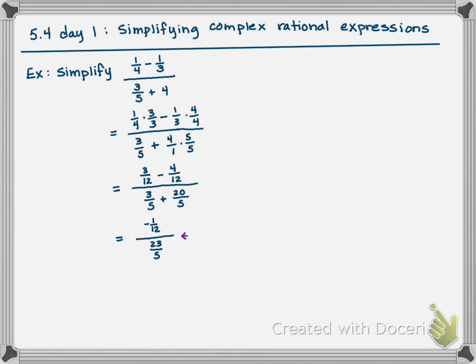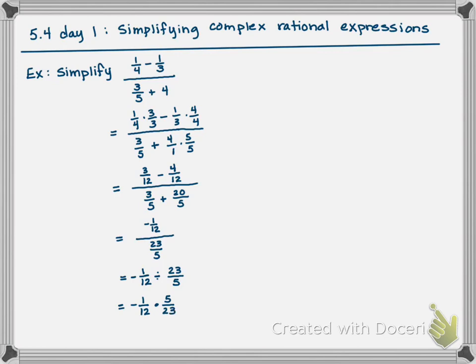So then at this point, this is a division problem. We've done an addition problem and a subtraction problem, and now we're going to divide two fractions. So we have our numerator divided by our denominator. And to divide fractions, we multiply by the reciprocal of the divisor. So negative 1/12 stays the same. And then we multiply by the reciprocal of 23/5.